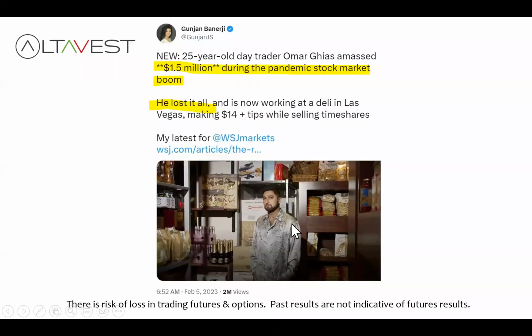Here's an example, not to pick on this guy, but look at this guy, 25 years old. He made $1.5 million during the pandemic stock market boom. Then he lost it all. Now he works at a deli in Las Vegas. I'm not trying to demean him in any way.